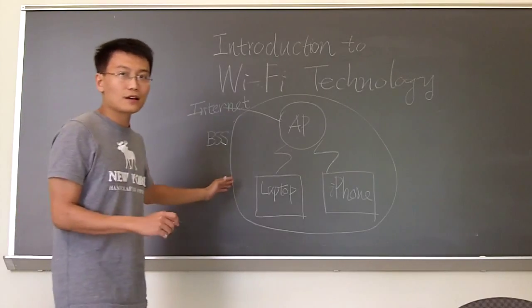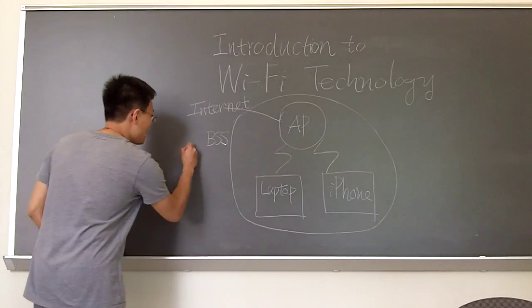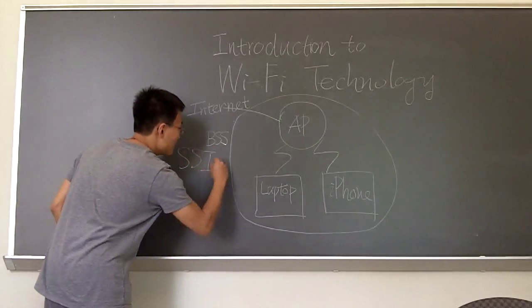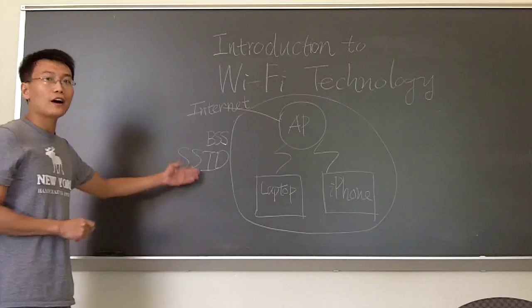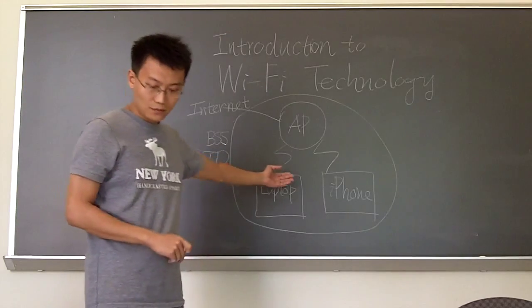Each BSS is assigned a unique SSID. That is the name we use to identify this network.